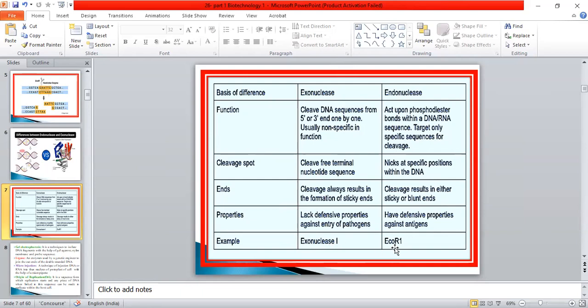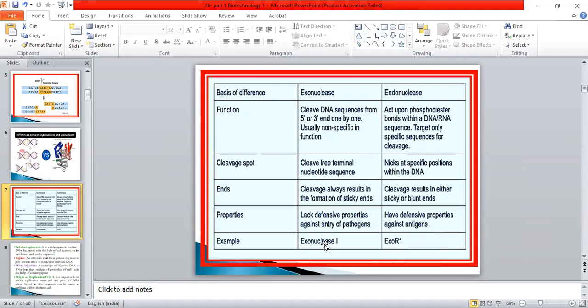Endonucleases, they have given as E. coli 1. Okay, Escherichia coli restriction 1. So what is the meaning of restriction 1? Restriction 2, restriction 3, restriction 4 are also present. Don't forget, my dear. Exonuclease 1 also has another subdivision. The main one is endonuclease, so first you should note it down. So E. coli 1 only.